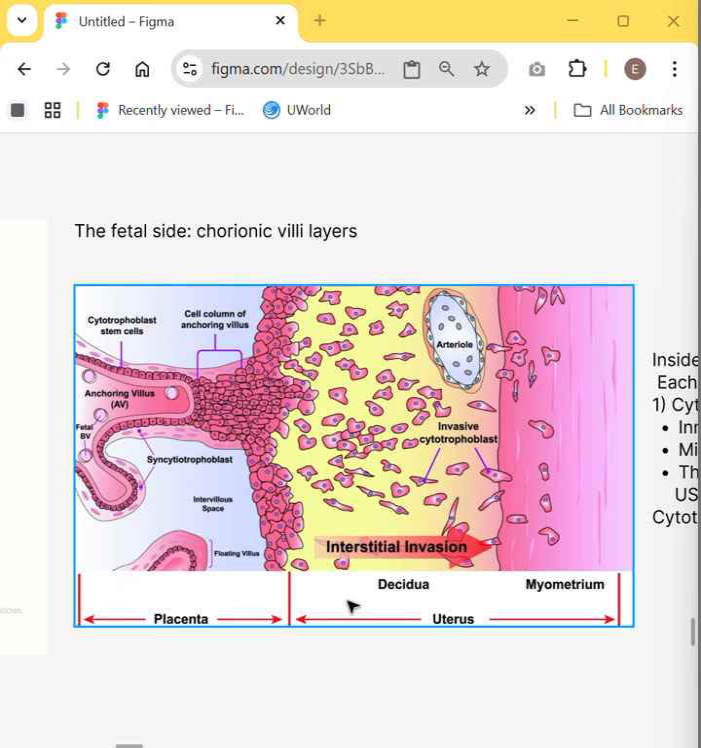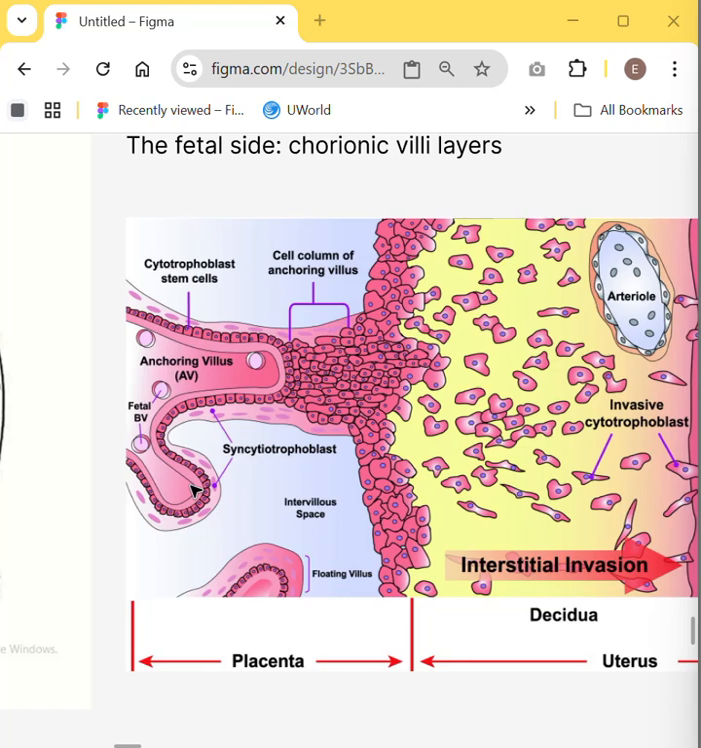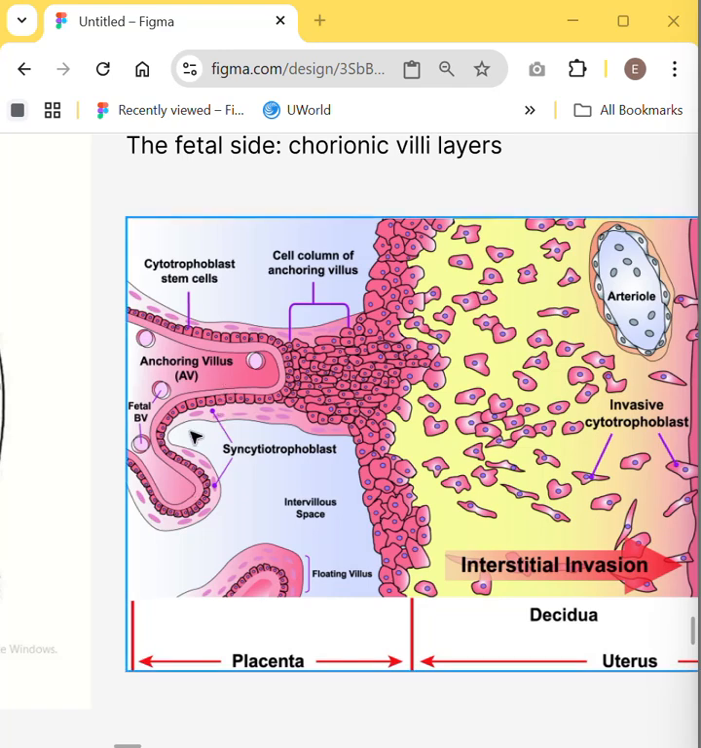Now we have a placenta and we have the uterus. When we talk about the placenta, we have two layers that are important. The syncytiotrophoblast is the outer layer here, and we have the inner layer called the cytotrophoblast. The cytotrophoblast creates cells. It's mitotically active. It divides. You can think that these are the builder cells that can make more trophoblasts.